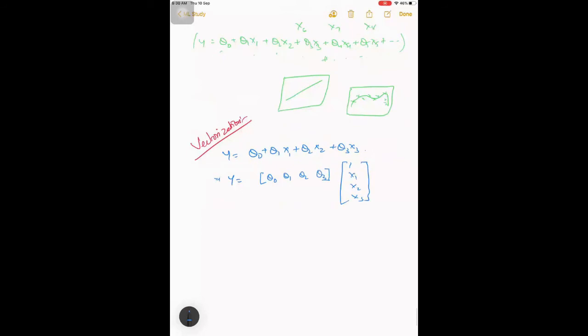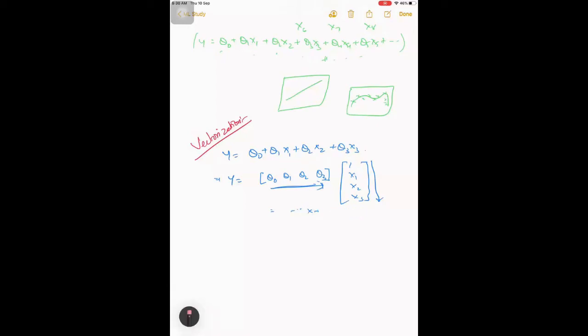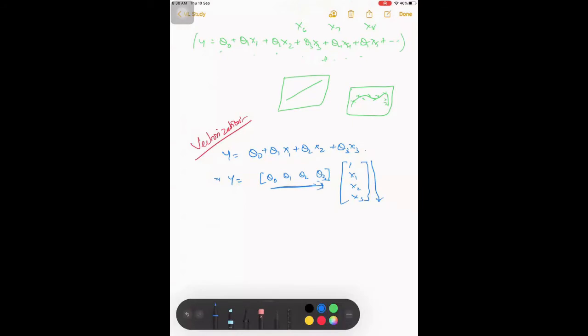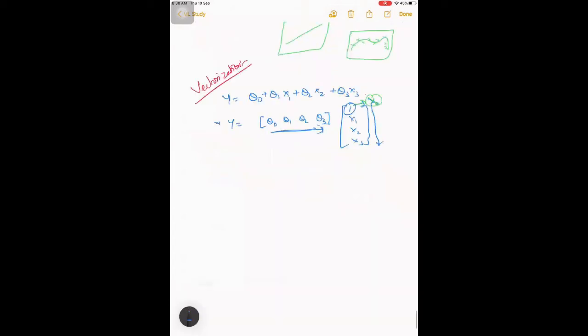See, you have multiplication of this with this. Again, you'll be getting something like theta naught plus theta 1 x1 plus theta 2 x2 plus theta 3 x3. If you do matrix multiplication, you'll again get the same thing. Just for simplicity, as a convention, instead of using 1 here, let's call it x naught, where x naught is 1.